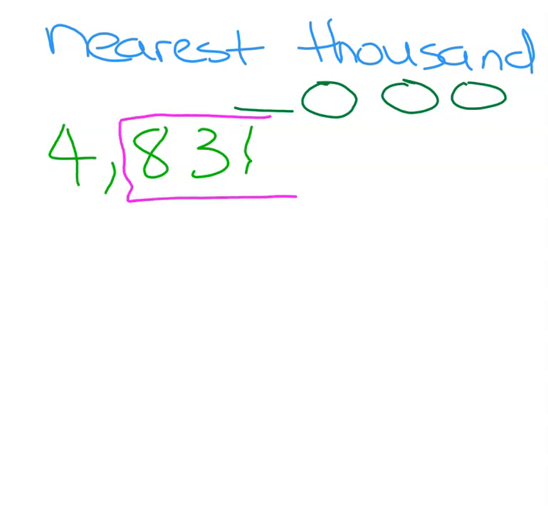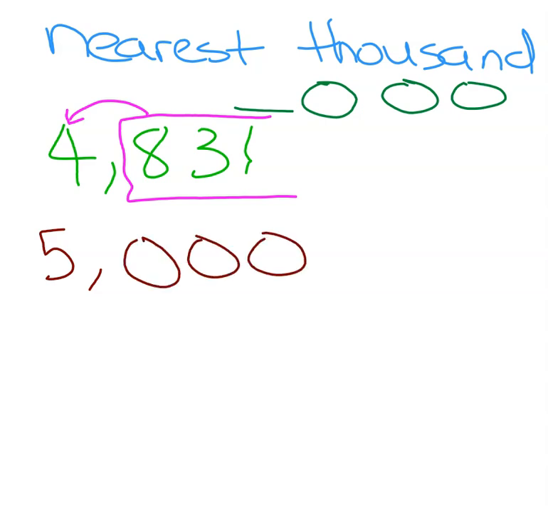Now we're going to check if it's 500 or more. If it's 500 or more, then we're going to round up the number in the 1,000 place. So we can see this is above 500, so this is going to be 5, and then we replace all these 3 numbers here with zeros. Let's do one or two more examples.